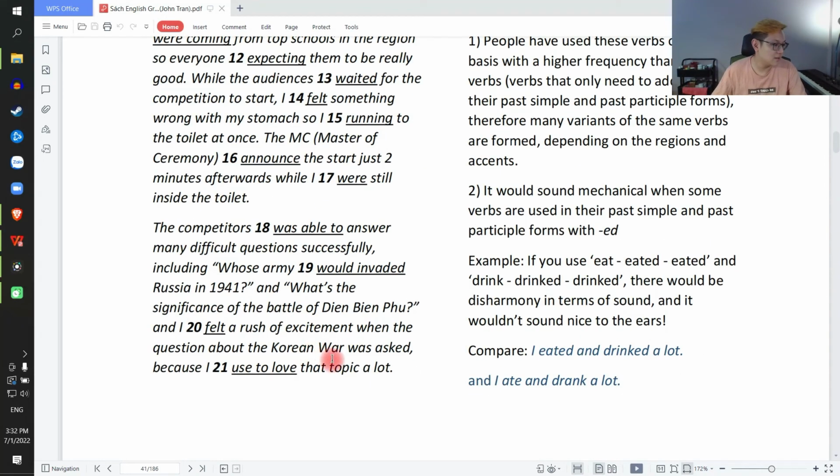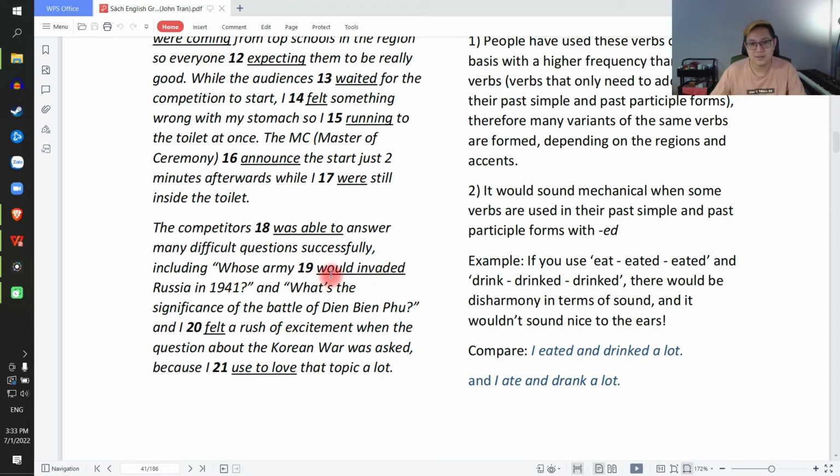Okay, 18 and other things. The competitors were, because competitors is plural, so you have to use were. Competitors số nhiều phải dùng were able to mới đúng. The competitors were able to answer many difficult questions successfully, including whose army invaded Russia in 1941. So they only invaded it once, so it's not a past habit.